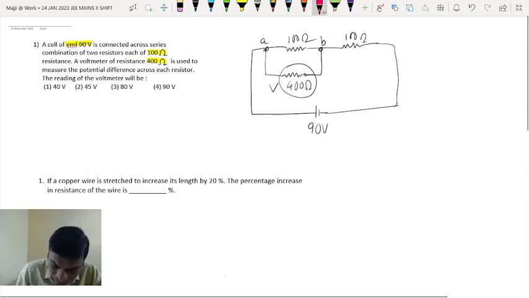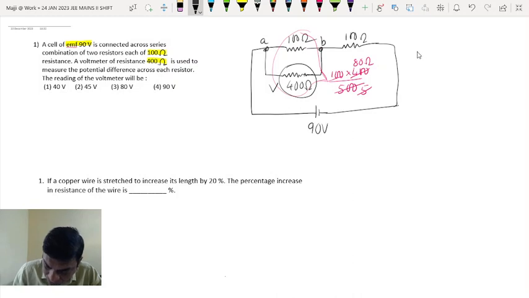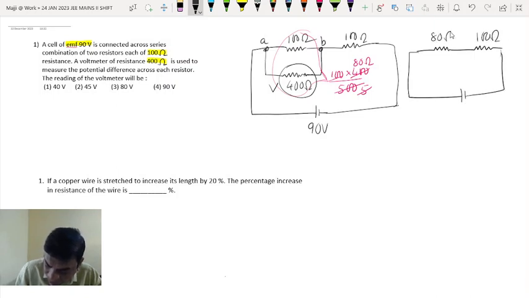So it's very simple. Let us calculate the equivalent resistance, because these two are in parallel. Since these two are in parallel, the equivalent resistance you can obtain as product upon sum. So 100 into 400 upon 500 is 80. So 80 ohm is the equivalent resistance. So the diagram now becomes something like this. This side you have 100 ohm, whereas this side you have 80 ohm.